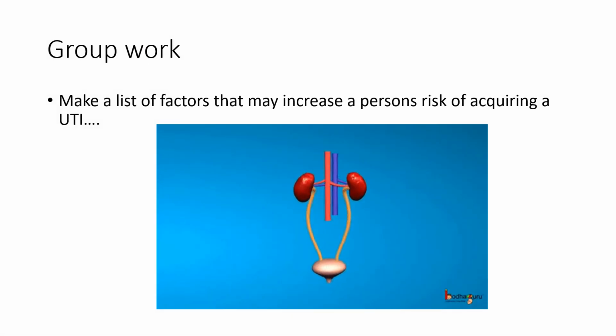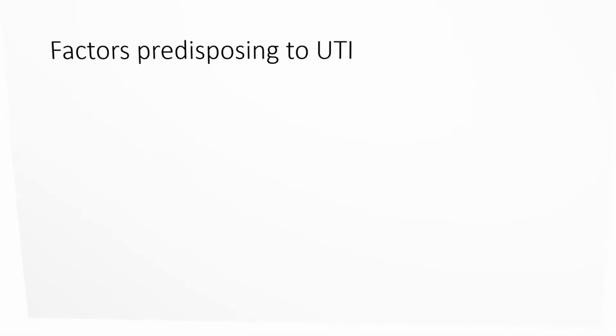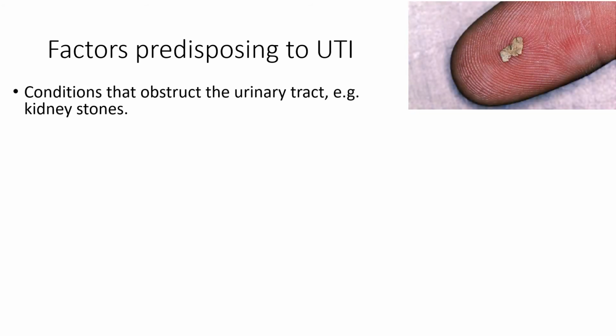So this was your group work. Make a list of factors that might increase a person's risk of acquiring a urinary tract infection. Right, I think this is coming up on the next slide. So, factors that predispose you to getting a urinary tract infection.